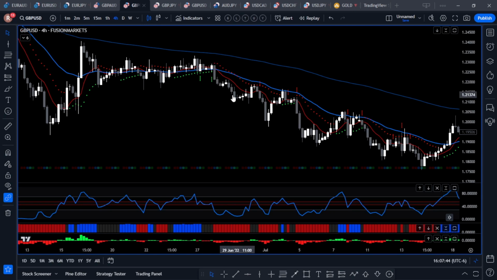We need the averages to be trending. We need the price to pull back into those averages. And then we're looking for a signal, whether it's from an indicator, whether it's from the price itself, to continue in the trending direction. We're going to get that trend trade in the trending direction.